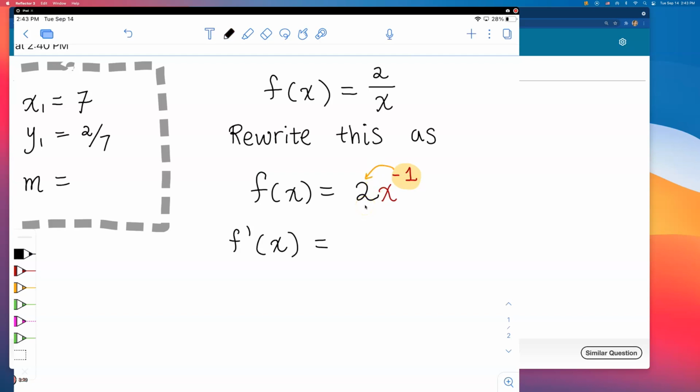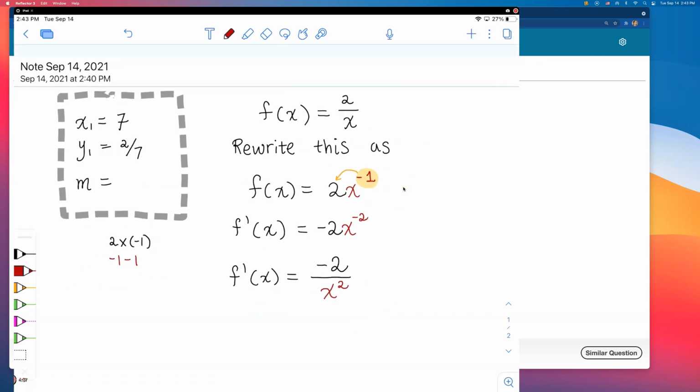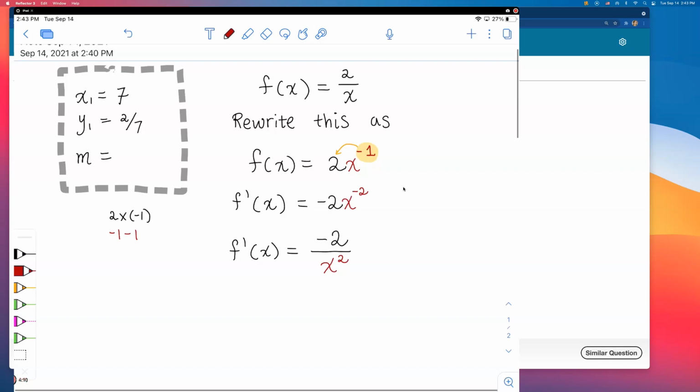So what I'm doing is 2 times negative 1, okay? That's going to give me negative 2. But the new exponent, look, it needs to go down 1 from negative 1. If I need to go down 1 from negative 1, I can subtract and get negative 2. So that is the derivative. If I put this back in that pretty fraction format, I will have negative 2 on top of the fraction, but that red x to the negative second power can go to the bottom, and now I have negative 2 over x squared.